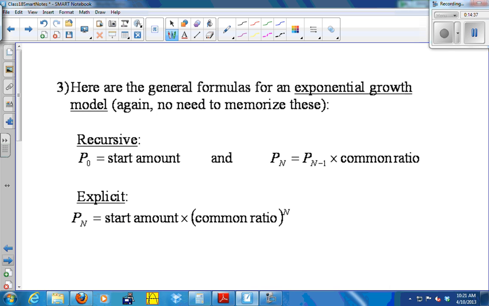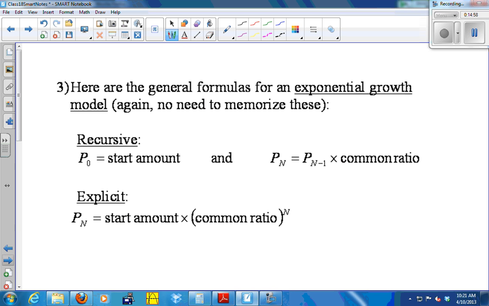Okay, so these are the general formulas for exponential growth. Again, you don't need to memorize these because we just came up with two formulas for a particular example, a recursive and an explicit, without knowing the general form. But formulas can be handy to have. Always something to fall back on if you don't know what to do.